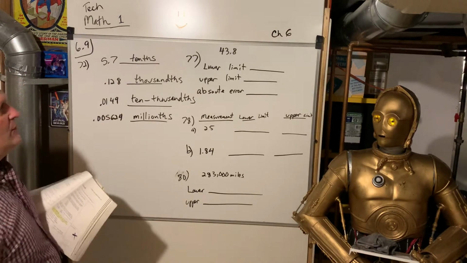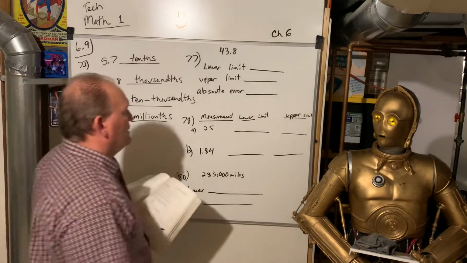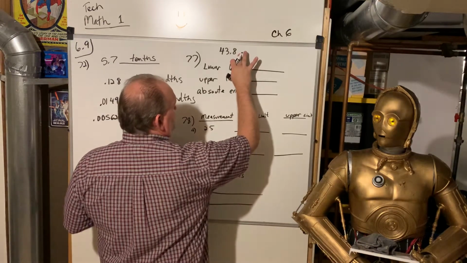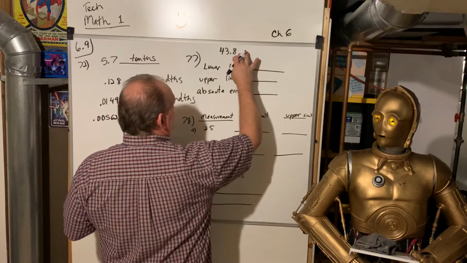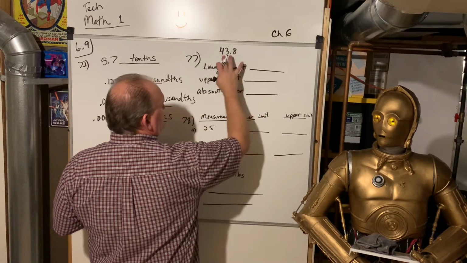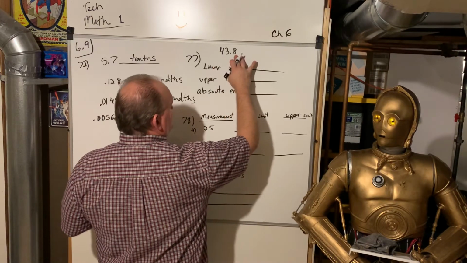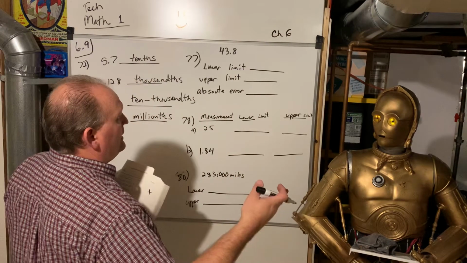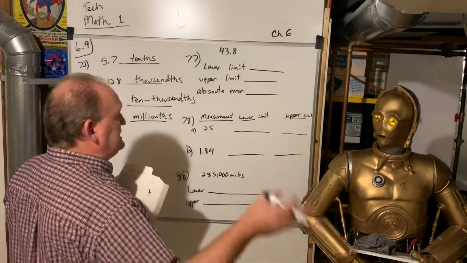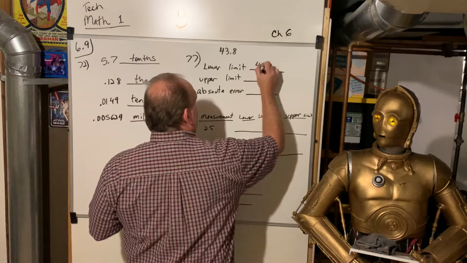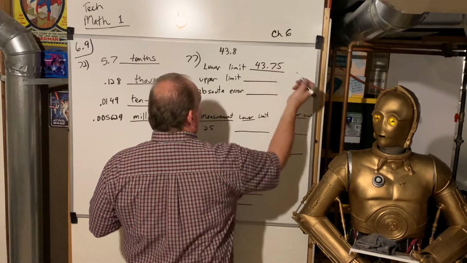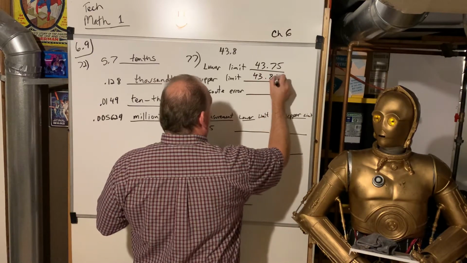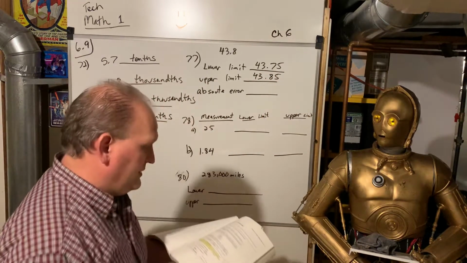All right? When we talk about limits, you're going to want to go one place farther and put like a 5 or take away like a 5. So look, if this was $43.80, because it's the tenths place, then I would take away a nickel and I would add a nickel. So it would be 43.75 for the lower limit and 43.85 for the upper limit.